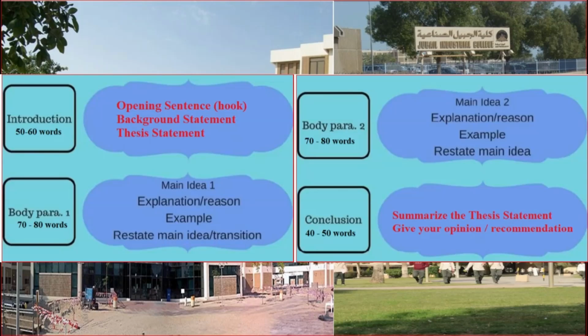If you decide to have 2 body paragraphs, both should have around 70 to 80 words each. And thus we end up with around 250 words. The essay needs to have a minimum of 225 and you can go up to 275. Be careful. Try not to write less or more.